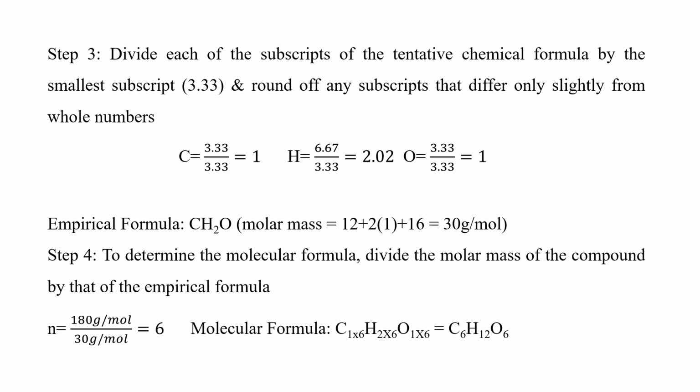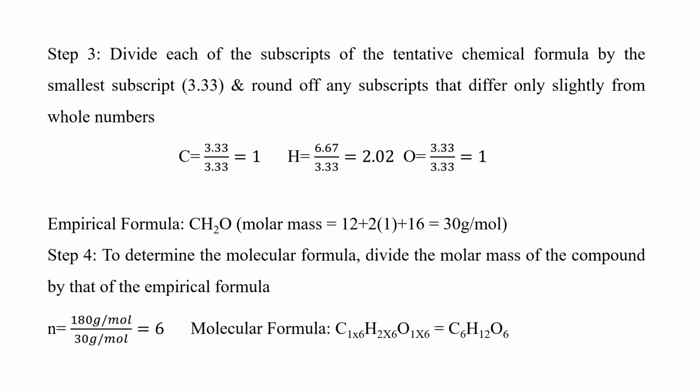From there, you are going to calculate the molar mass of the empirical formula, which you are going to use to determine the molecular formula. So the molar mass becomes 12, that is the mass number of carbon, plus 2 hydrogens times the mass number of hydrogen, which is 1, plus 16 for oxygen, giving us a total of 30 grams per mole.